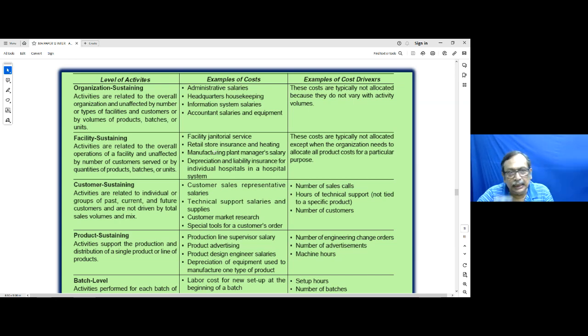Then facility sustaining, that is, activities are related to the overall operations of a facility and unaffected by number of customers served or by quantities of products, batches or units.